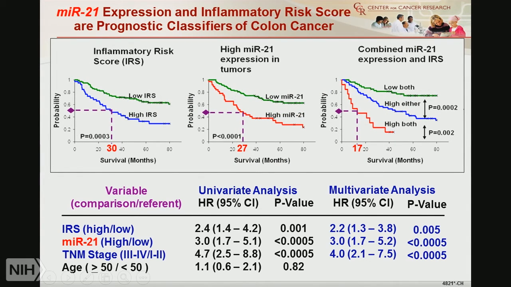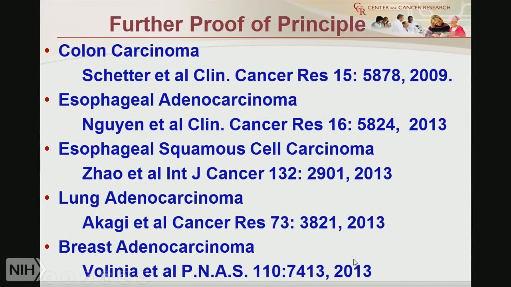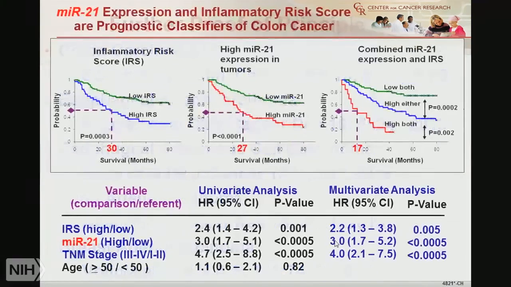So this is doing multivariate analysis, which allows you to ask the question, are the covariants independent of each other? In this case, the inflammatory risk score is independent of miR-21, and they're both independent of each other and tumor stage. Is this true only in colon cancer? No, it's true in esophageal cancer, lung cancer, and breast adenocarcinoma. So this is sort of a general principle.